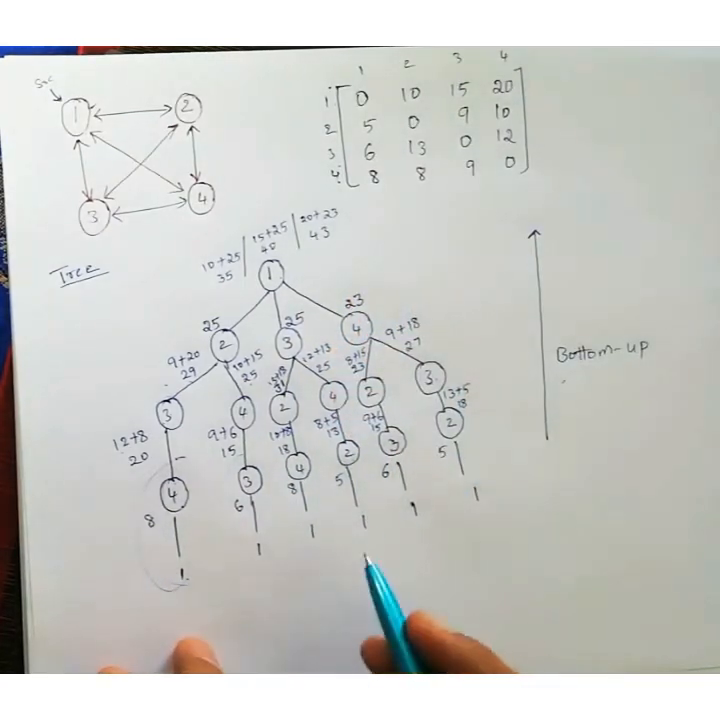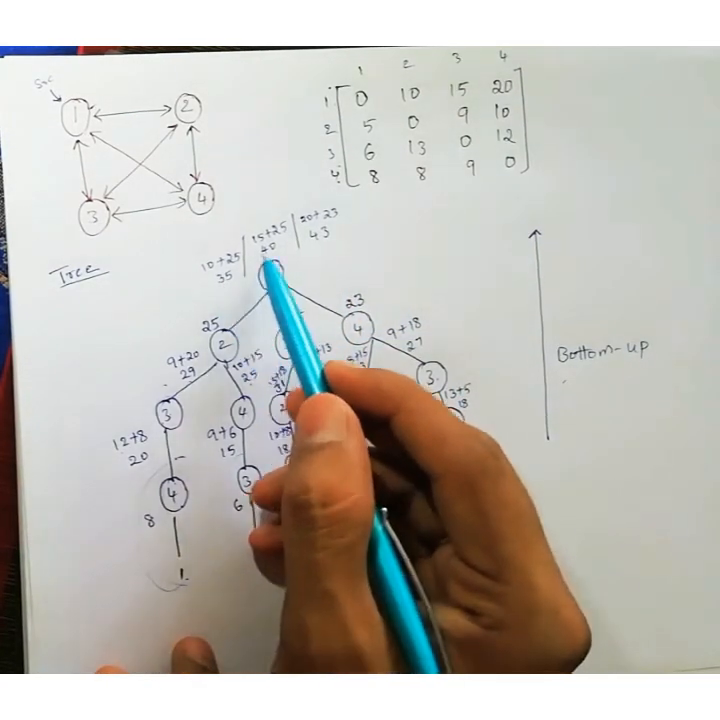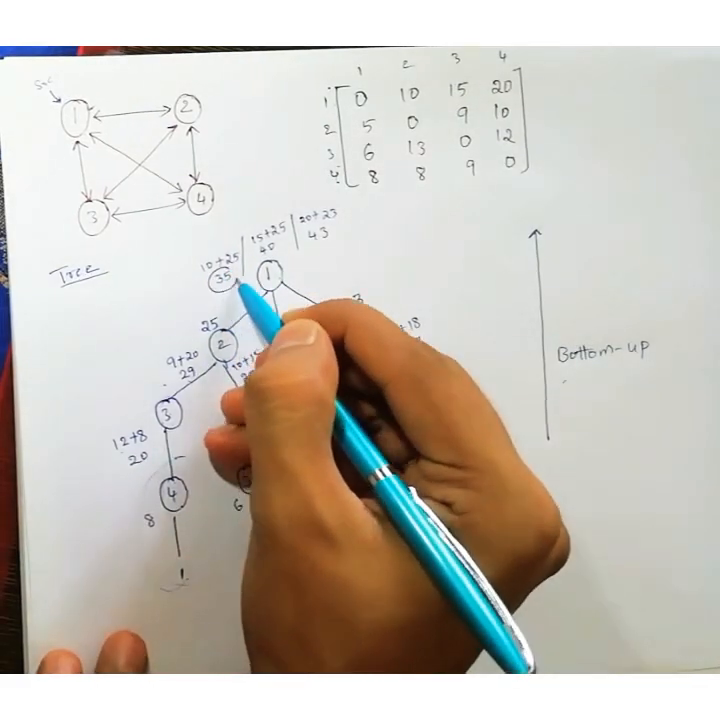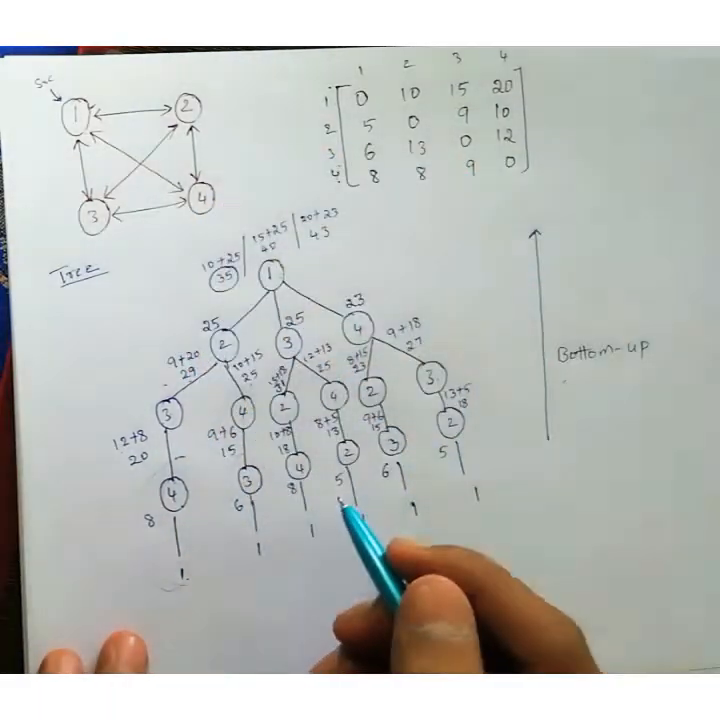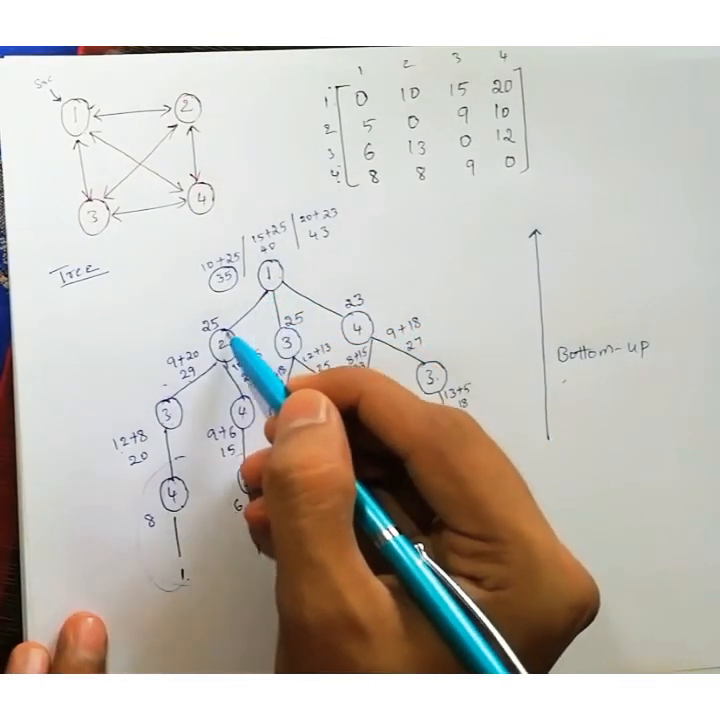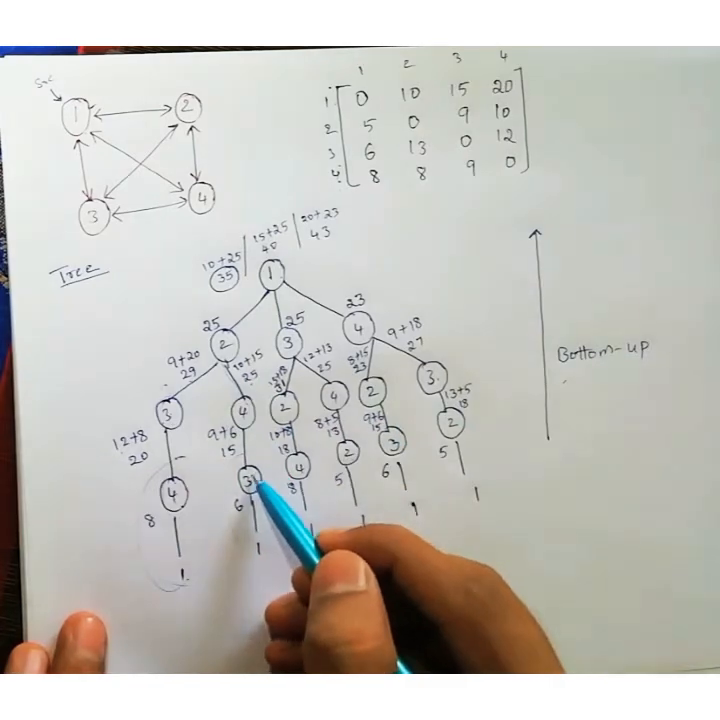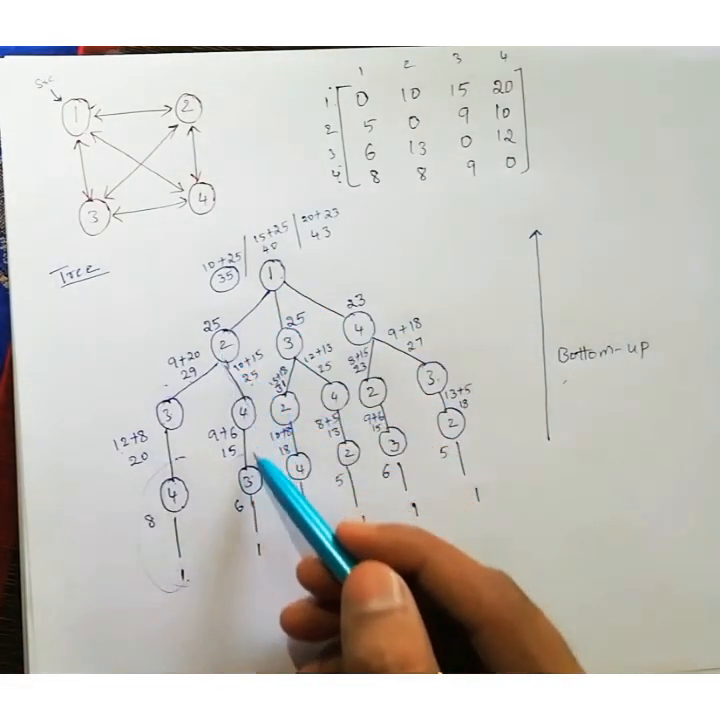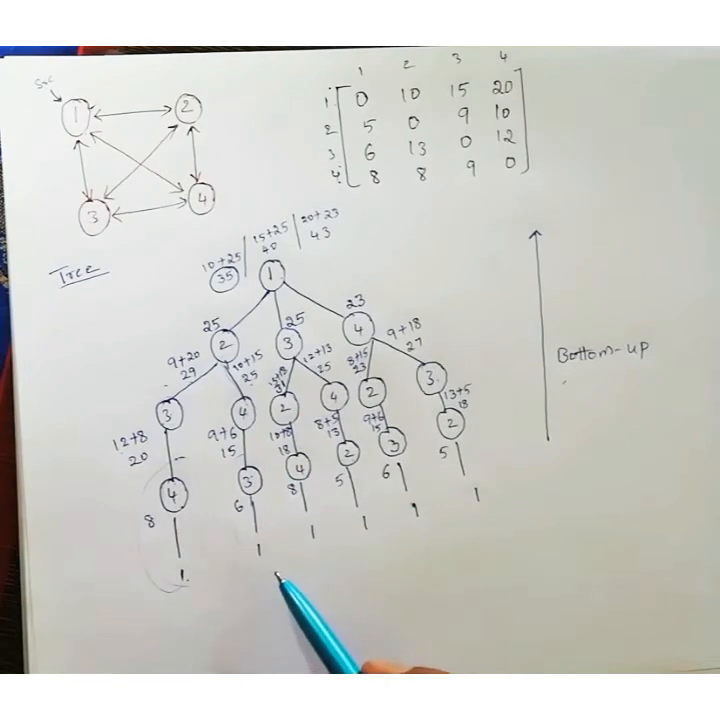43. Now, tell me which path has minimum cost? 35, 40, 43. Which one? 35. So, this is the total cost of our given problem. And what is the path? From 1 to 2, from 2 to 4, from 4 to 3 and from 3 to 1. That's it. So, this is the final minimum distance path of the travelling salesman problem.